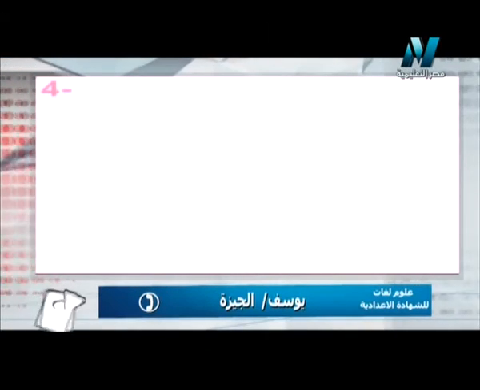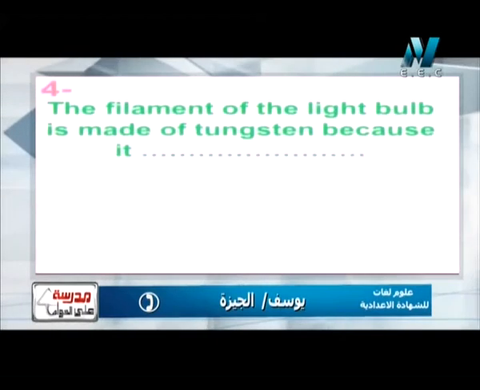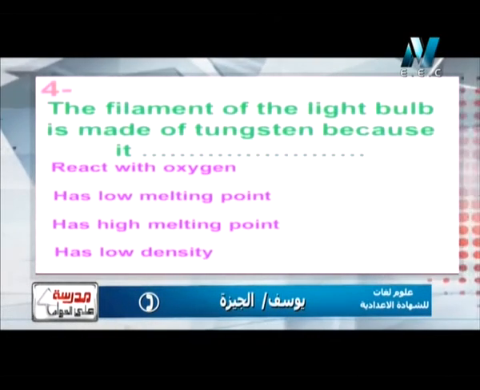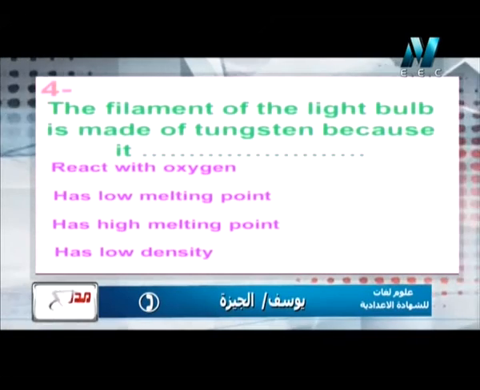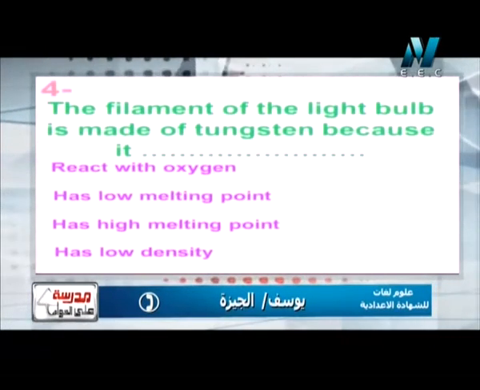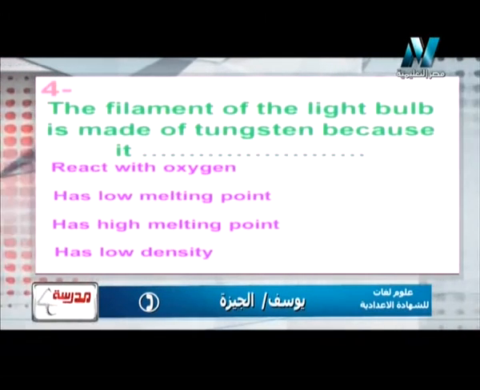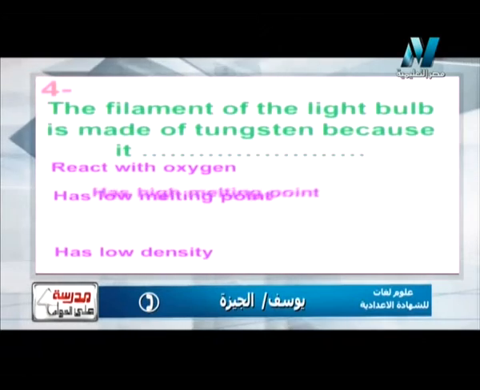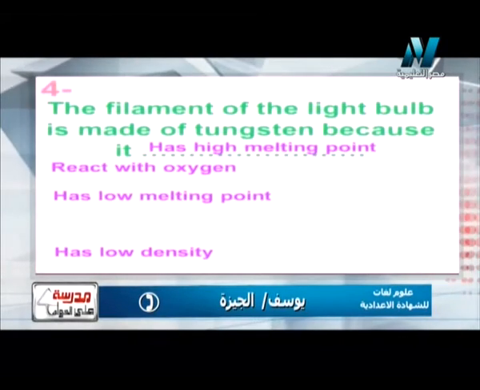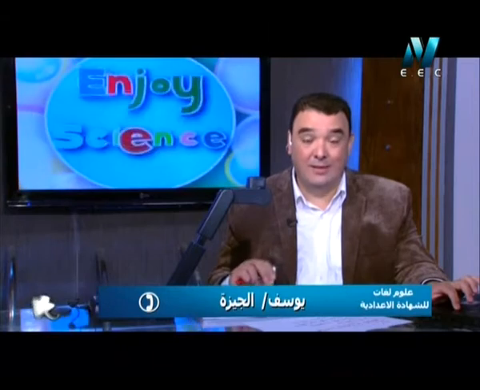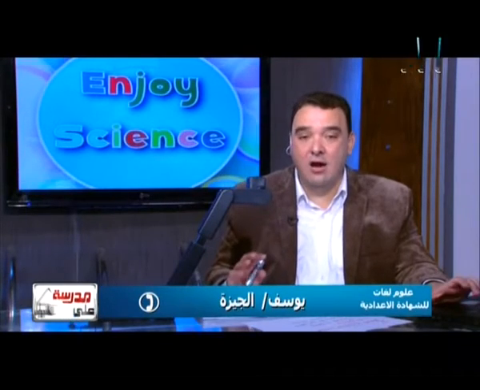Last question for you, Yusuf. The filament of the light bulb is made of tungsten because it reacts with oxygen, has low melting point, has high melting point, has low density. Has high melting point. But what happens, Yusuf, if we replace the tungsten filament with an iron one? It will melt at high temperature, because we know that iron hasn't a high melting point as tungsten has. Okay, Yusuf, thank you very much.